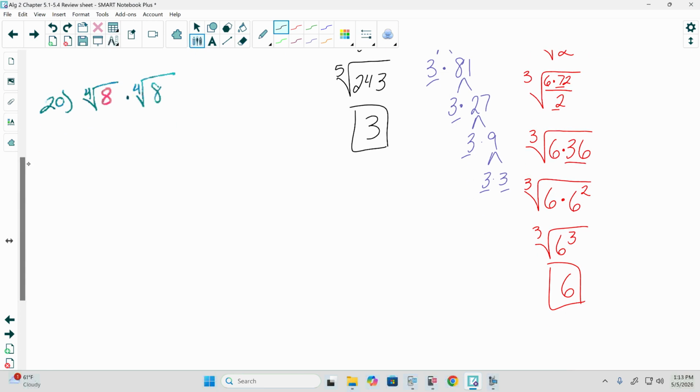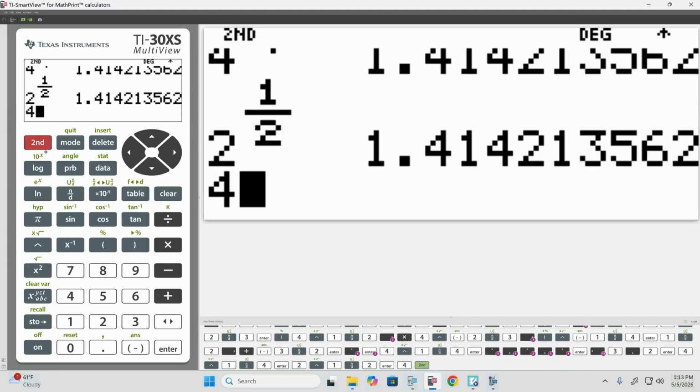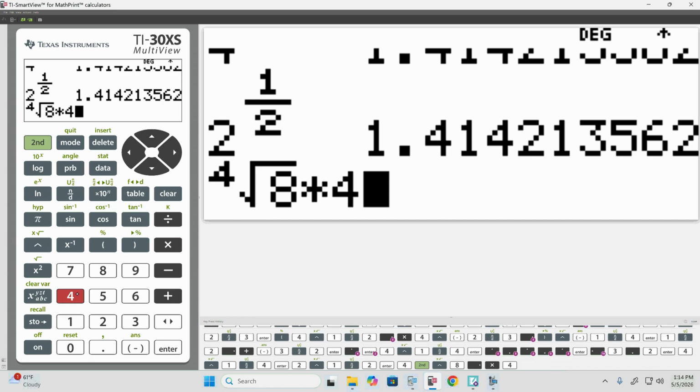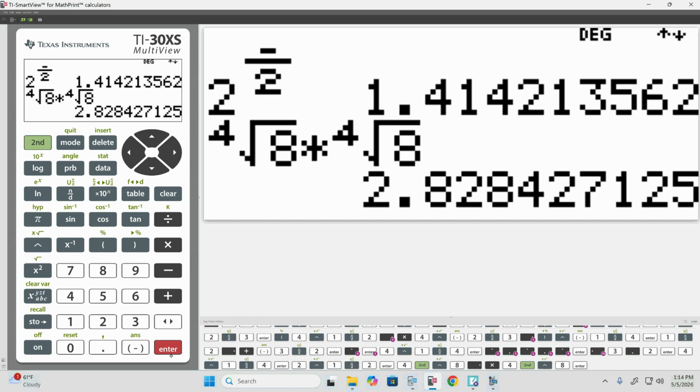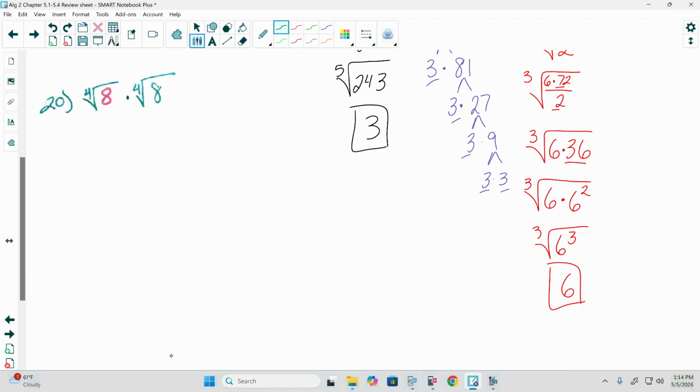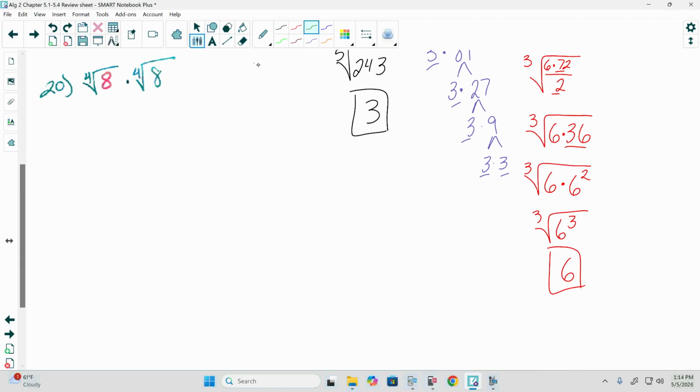Number 20. Might as well, 4th root of 8 times the 4th root of 8 is an irrational number. So we're actually going to have to work these out. So if we did the factor tree for 8, 8 is the same as 2 to the third. So instead of looking at it as the 4th root of 8 to simplify, really we're looking at the 4th root of 2 to the third times the 4th root of 2 to the third.